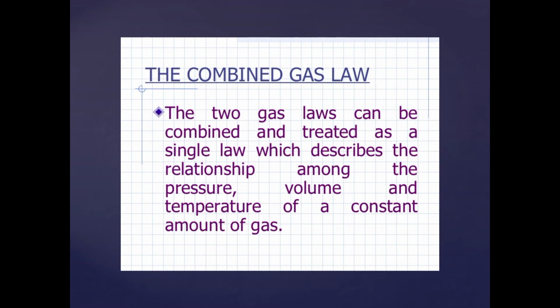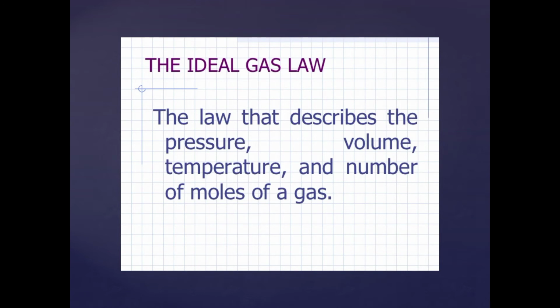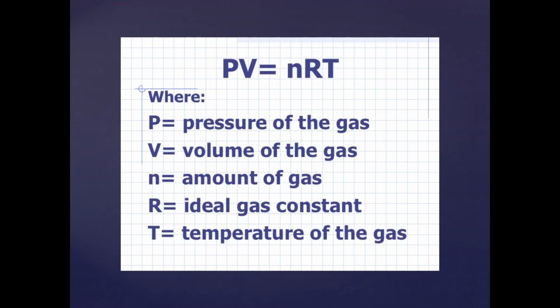Next one is combined gas law. If these two gas laws, that is Boyle's law and Charles' law, are combined together, we will get the combined gas law. Next one is ideal gas law. The law that describes the pressure, volume, temperature and number of moles of a gas. It's represented by the equation PV is equal to nRT.